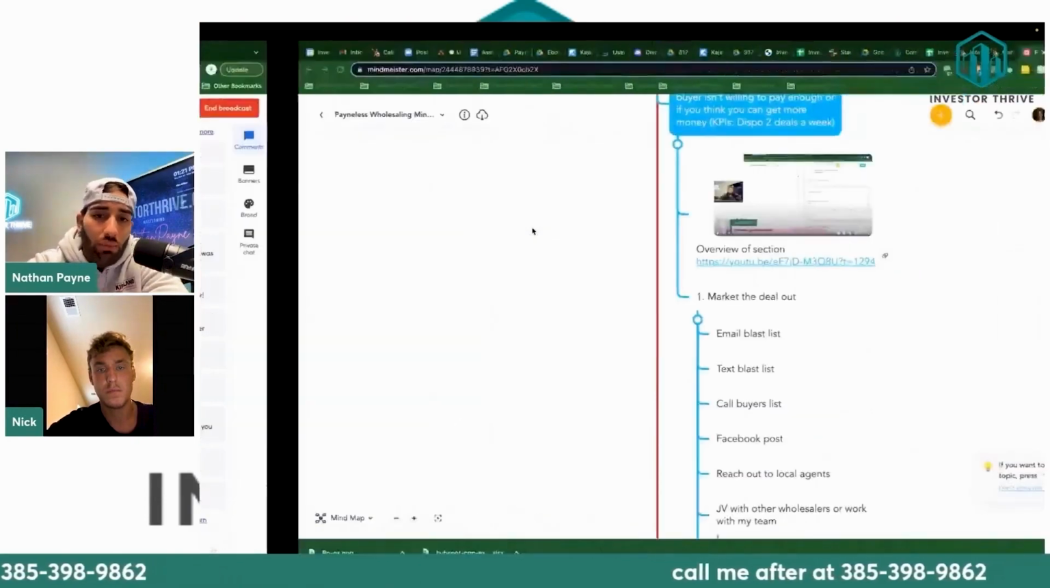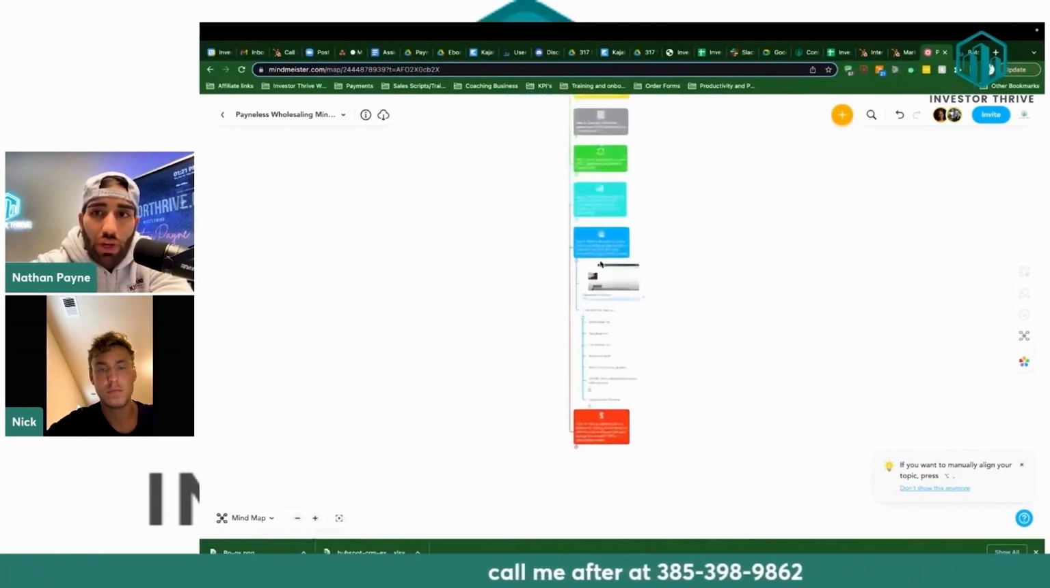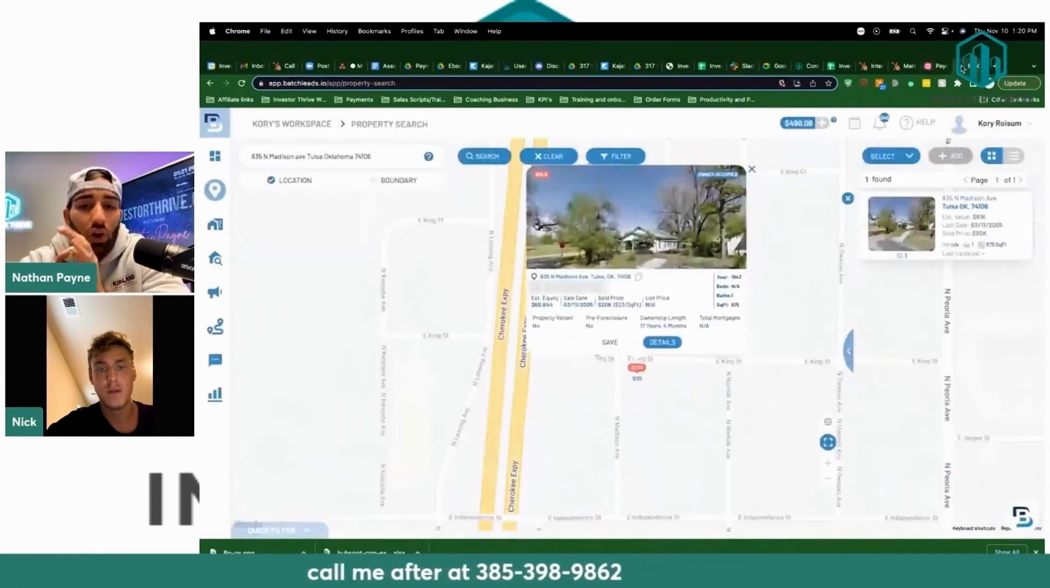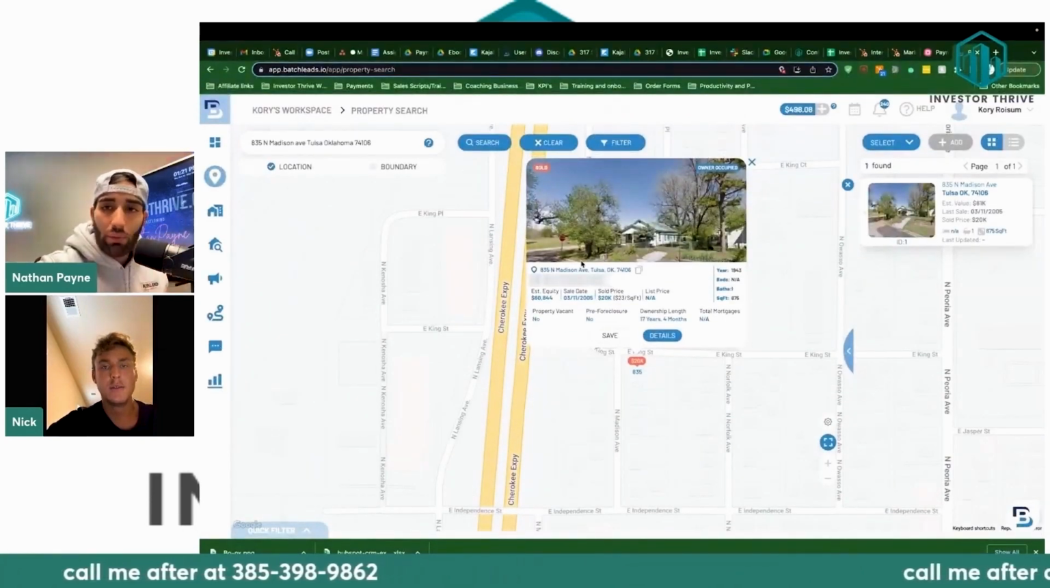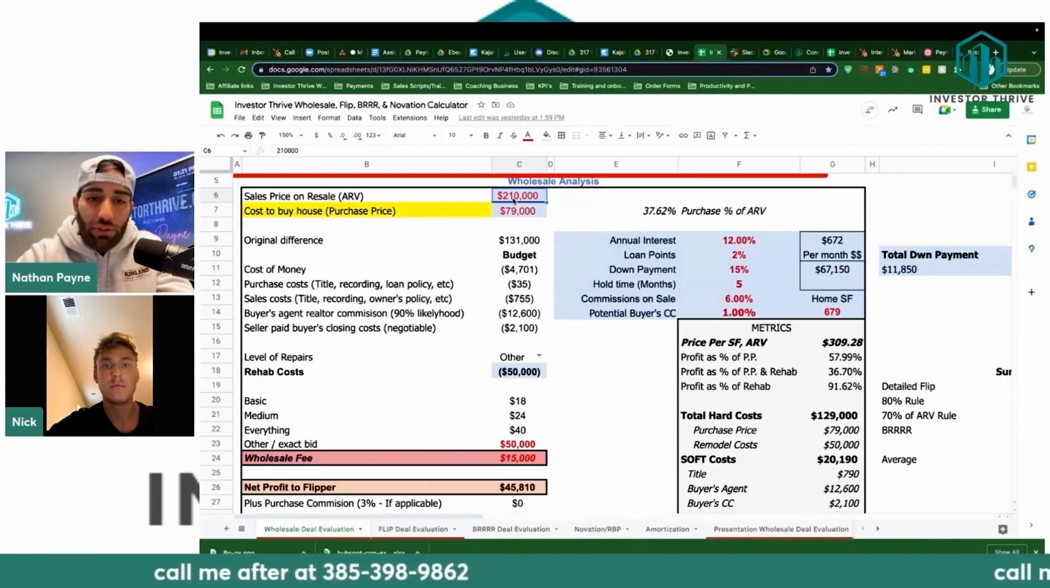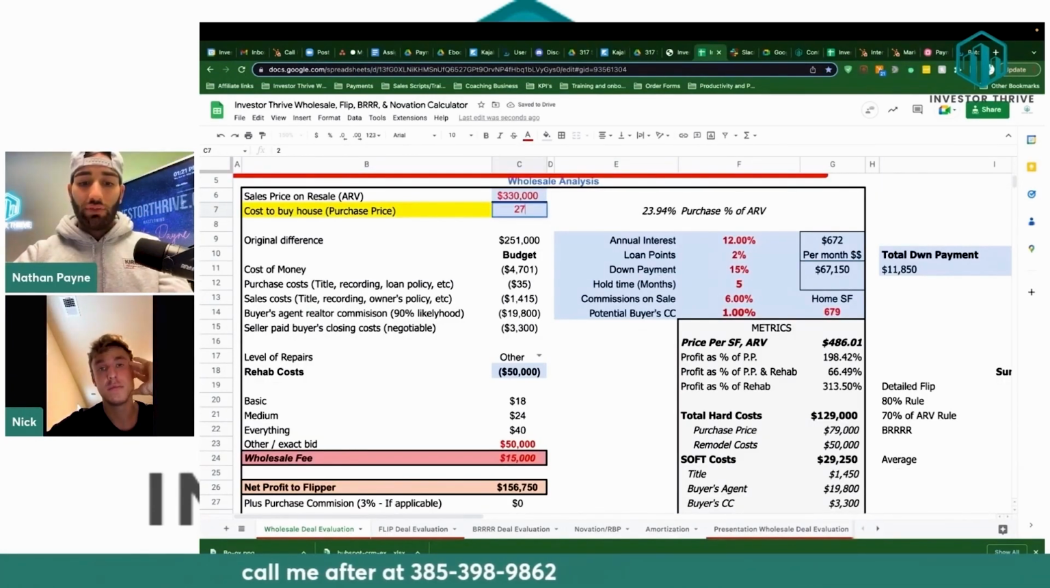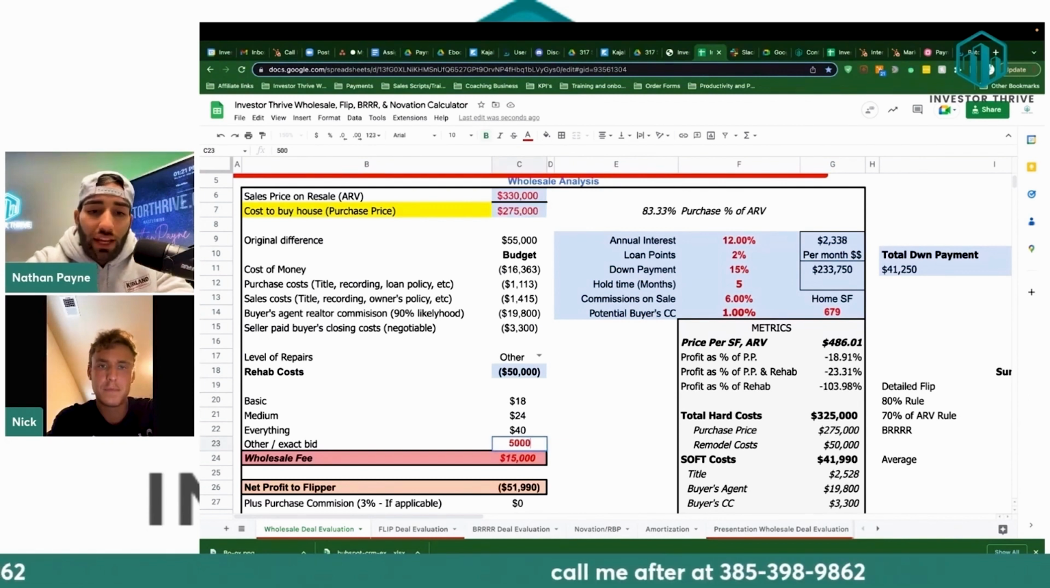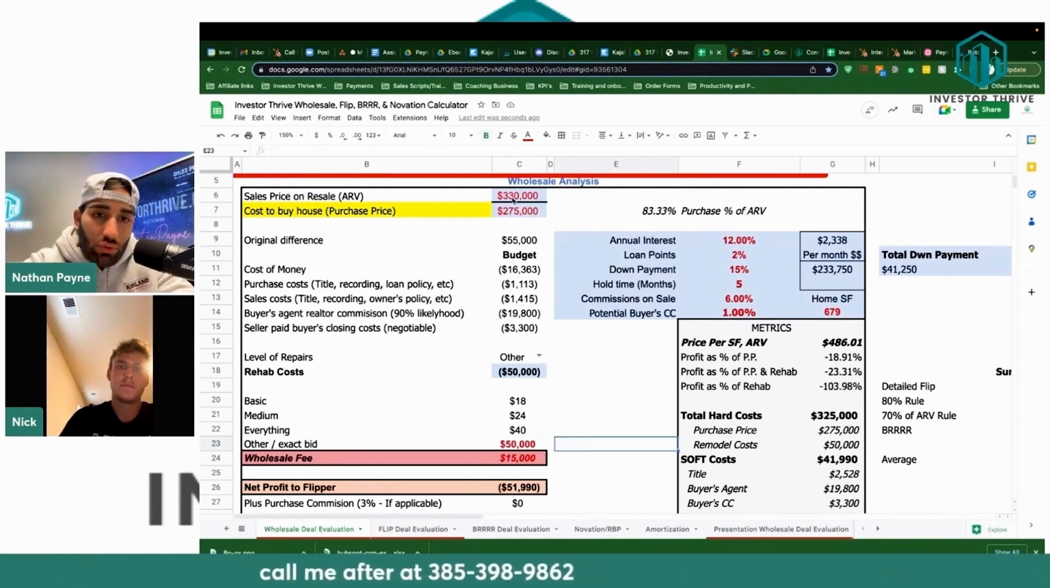So all this comes through the process that I'm showing you guys, and Batch is a key part of my process. He brought me a deal. I ran the numbers in my calculator, and I think this is what happened. So it was 330. He had it at 275. I think it needed about 50K of work, and he had it at 275 and it was worth 330.